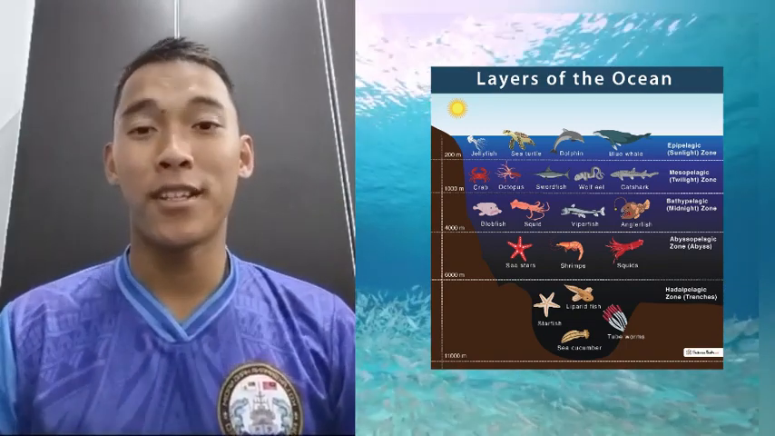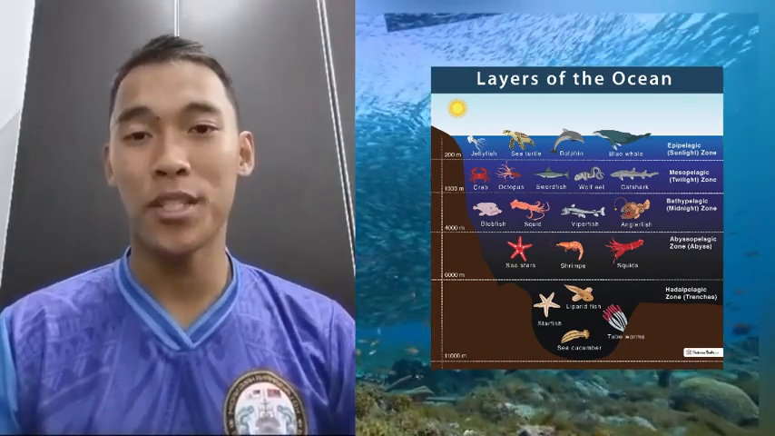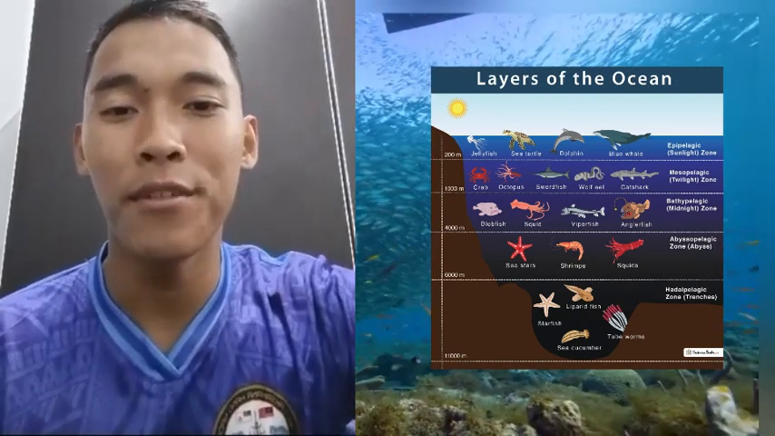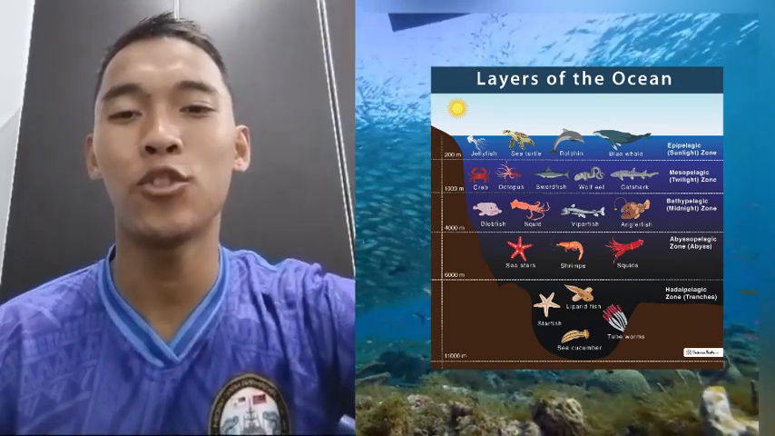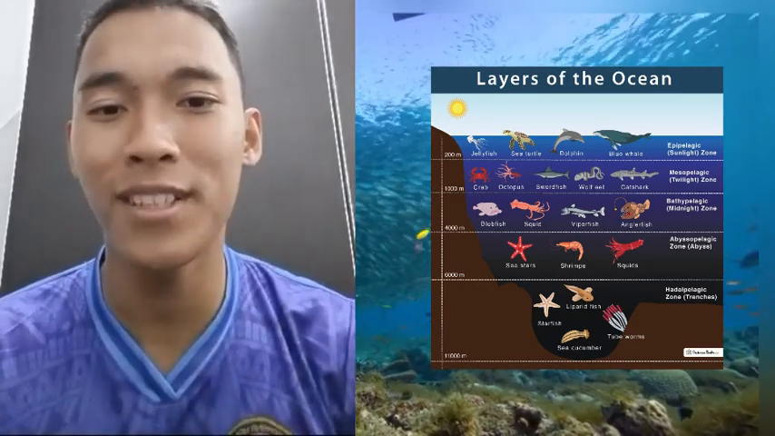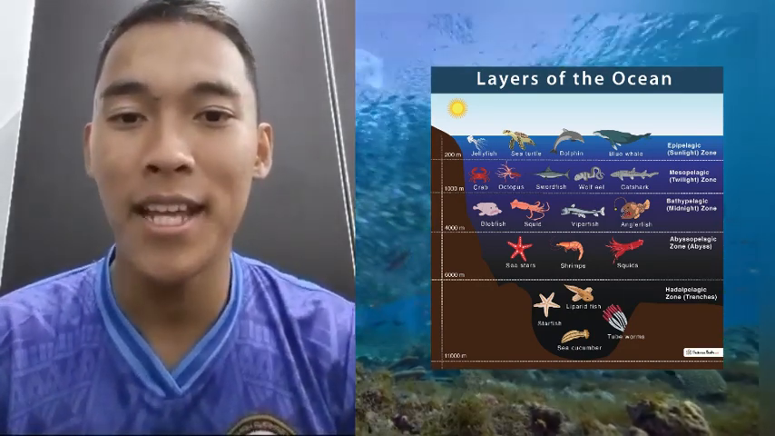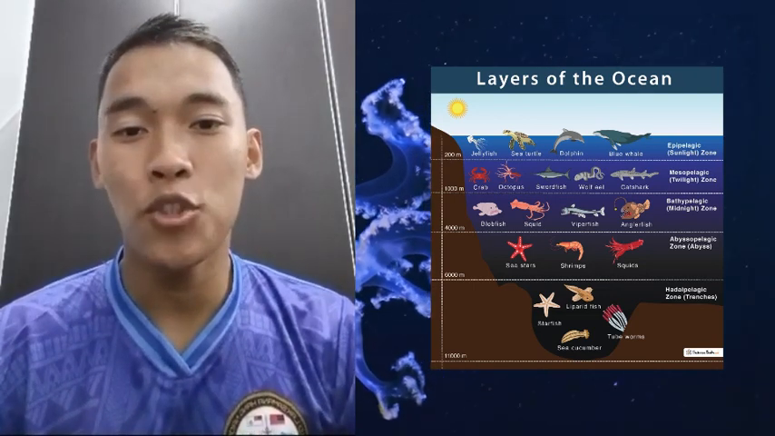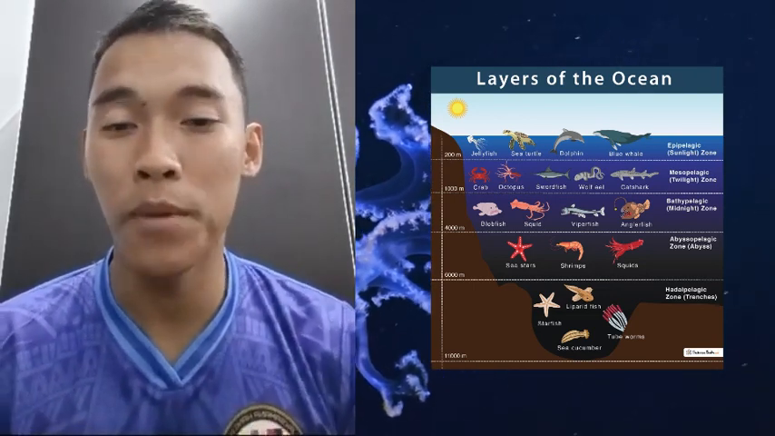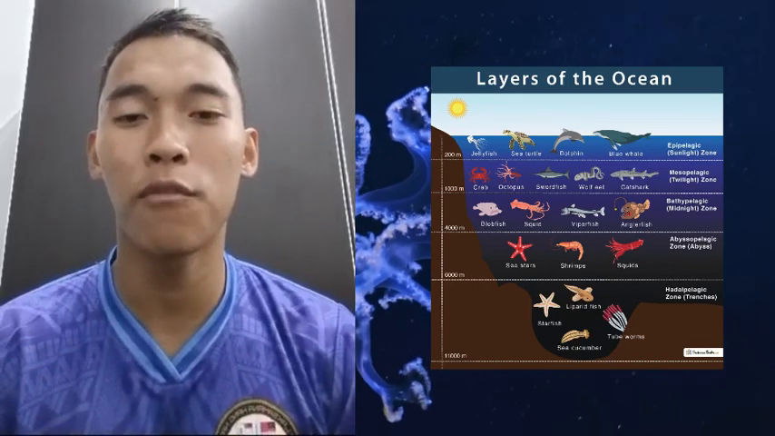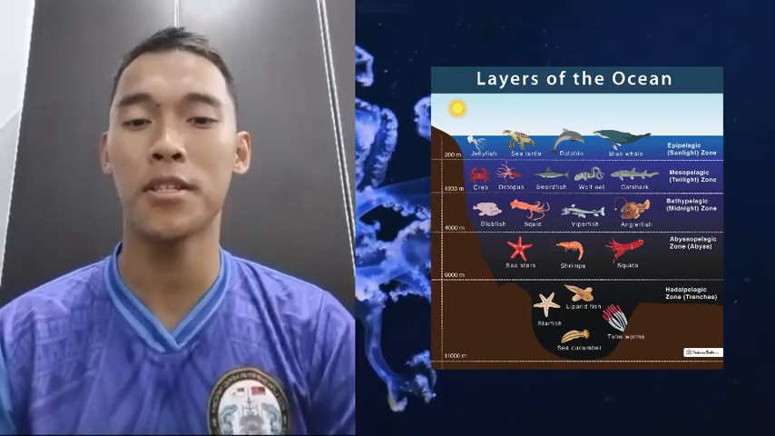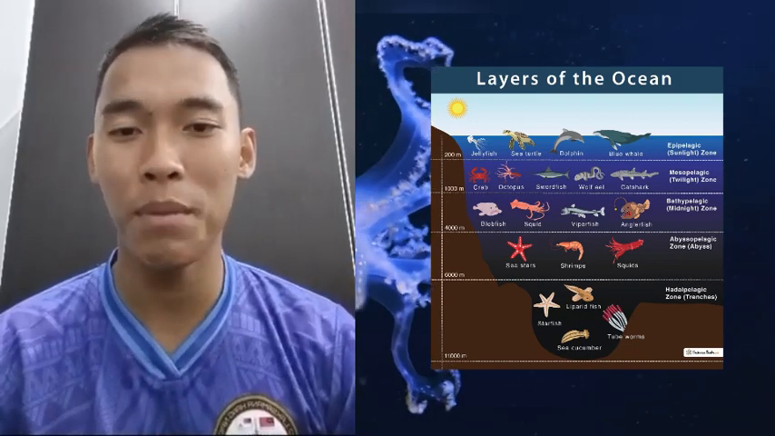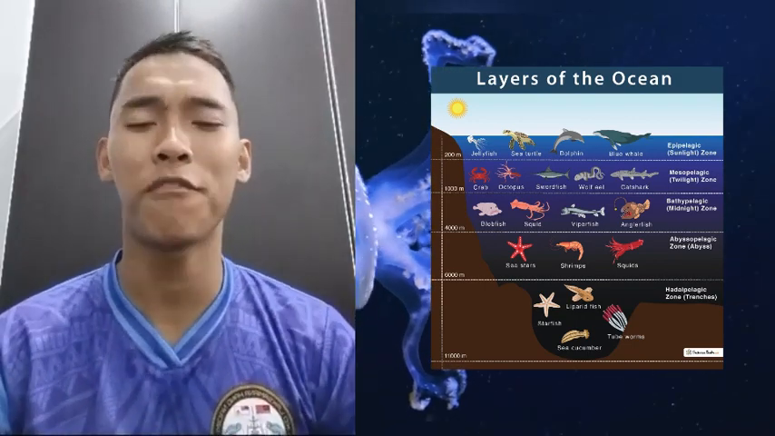Next is the mesopelagic zone, which is the twilight zone. Pressure increases significantly with depth, reaching around 40 to 50 times atmospheric pressure at the lower end of the zone. Temperature starts to decrease as you go deeper, usually ranging from about 4 Celsius to 10 Celsius, and the salinity remains relatively constant, similar to the epipelagic zone at around 35 ppt.